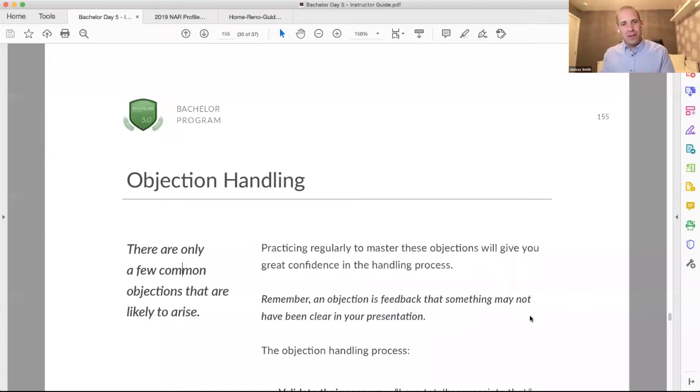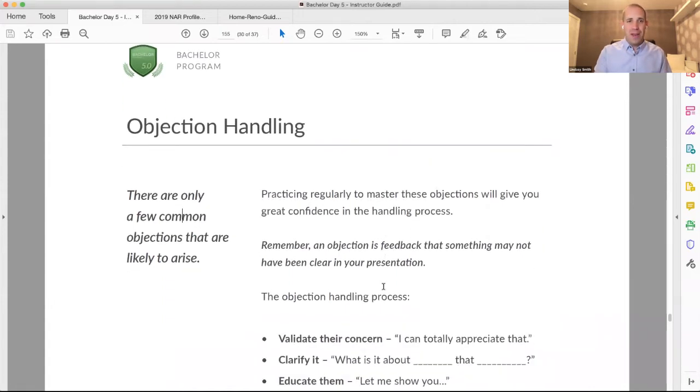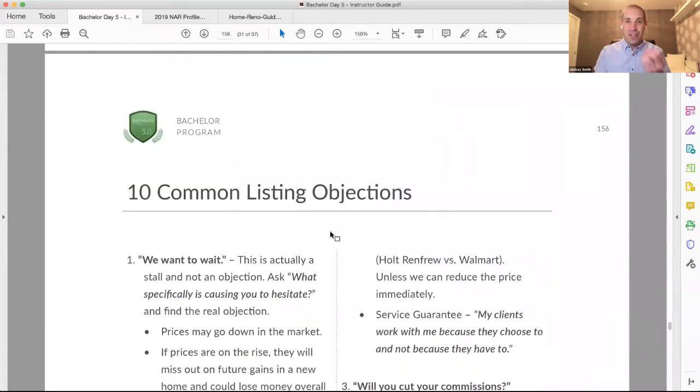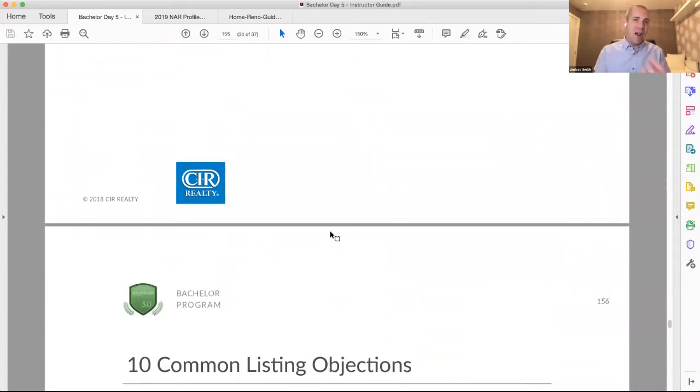I'm going to share this document here with you so you can see this. This is the excerpt from our Bachelor Program. This is actually week 5, which is working with sellers, and specifically working with the listing appointment and walking through that part of it, and then obviously talking about objections. I'm going to be referencing this guide. Further down here, we have the 10 common listing objections, and all the points that I'm talking about are in there as well.